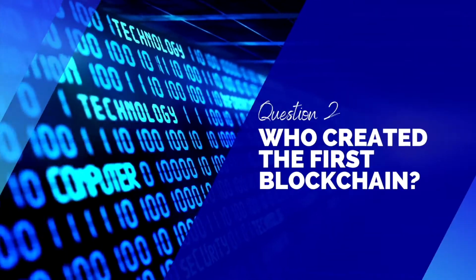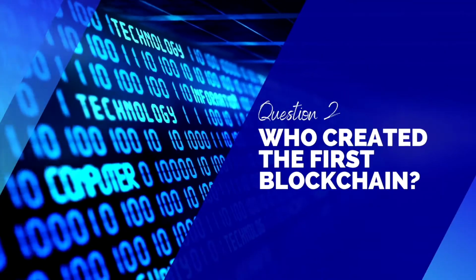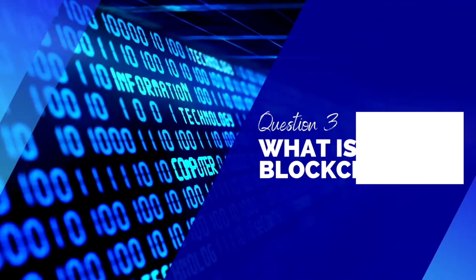The idea of blockchain was first envisioned in 1991, so it's not new. But the technology we know today emerged in 2008 when Bitcoin was created. The Bitcoin blockchain was invented by Satoshi Nakamoto. This is a pseudonym, so no one knows who Satoshi really is.